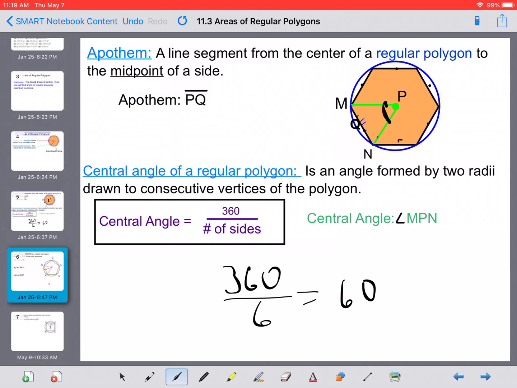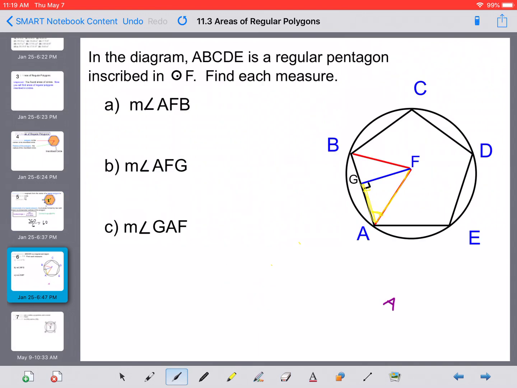Here's a quick little exercise to help us find the angles we need to be able to find the areas of regular polygons. So in this diagram, it wants us to find the measures of three different angles. The first one is AFB, which is the big one. And to do that, we have to find the central angle. So we'd go 360 divided by the number of sides. In this case, since a pentagon has 5 sides, we divide 360 by 5, we get 72. And that is the central angle.